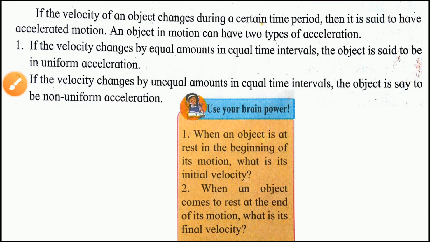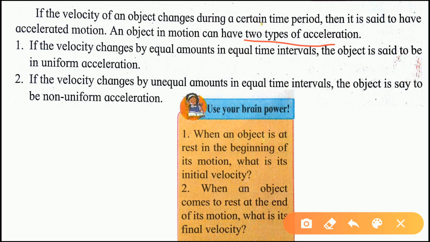Next, if the velocity of an object changes during a certain time period, then it is said to have accelerated motion. An object in motion can have two types of acceleration.